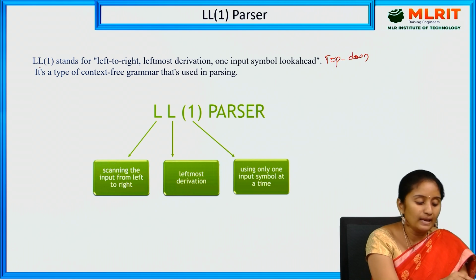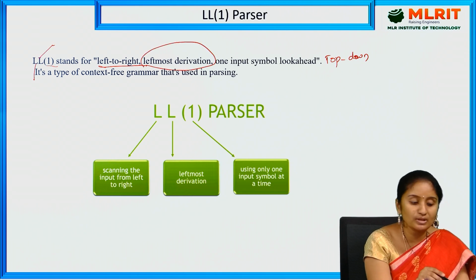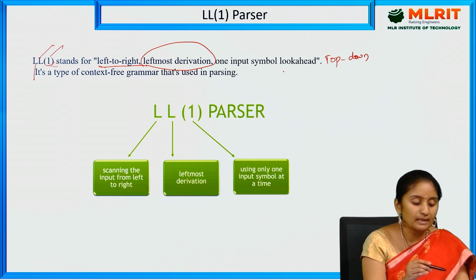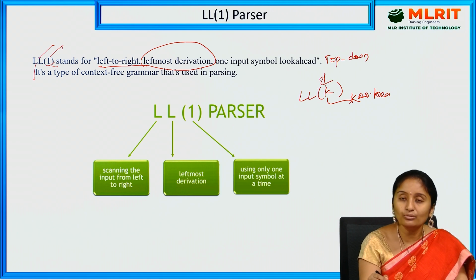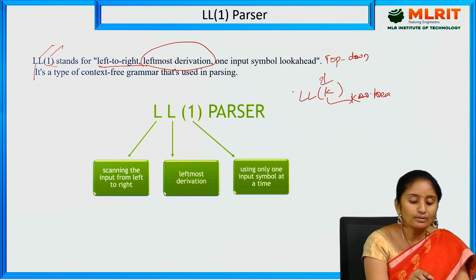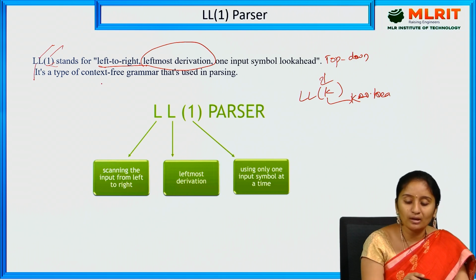In LL(1), the first L points to scanning left to right, and the second L points to following the leftmost derivation, and 1 tells us the lookahead symbol. The input symbol tells us the lookahead symbol. If I have LL(K), K points to the number of lookahead symbols. So here it is 1 lookahead symbol, and if I have 2 lookahead symbols, it is LL(2).